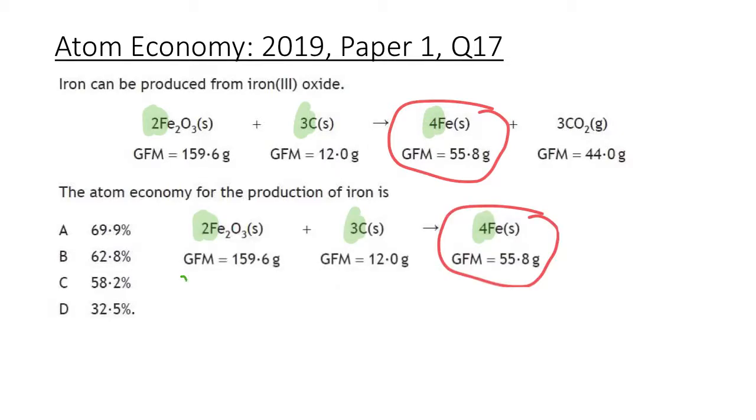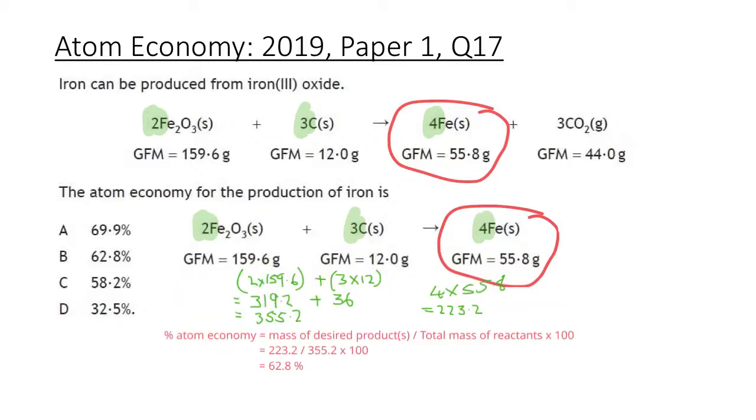So the reactant side, I've got 2 times 159.6, and we are going to be adding that on to 3 times 12 for our carbon, and comparing that with 4 times 55.8 at the other side. When we work this through and pop the values into our equation, we get an answer of 62.8, which is answer B.